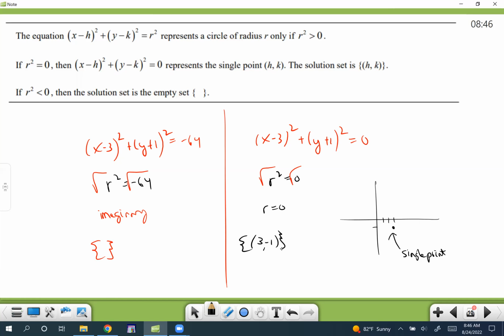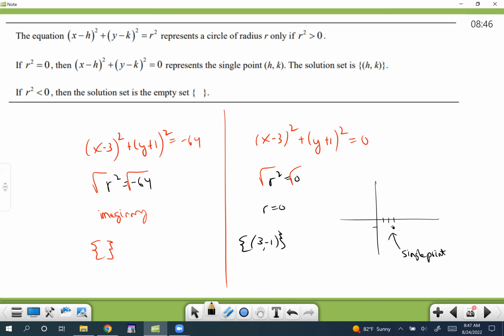And it should be kind of obvious that the one on the left is no solution, because you're squaring something, so it's positive. You're squaring something, so it's positive. And then you're adding those two things together. How could it ever be negative? So nothing will work for this one. On this one, (3, -1) works. Plug 3 in, you get 0. Plug -1 in, you get 0. Add them together, you get 0. So this is going to be a single point. It'll just be the center.